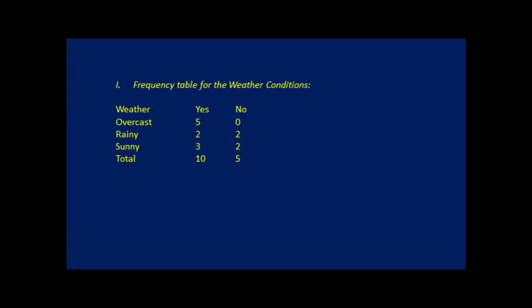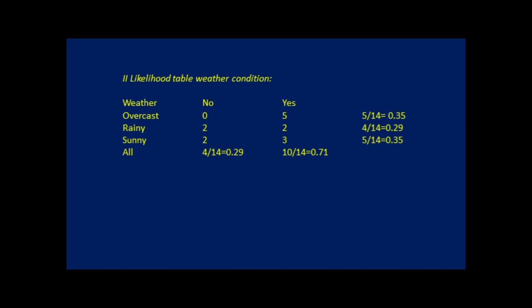Okay, so the total number of yes is 10, total number of no is 5. This is called a frequency table for the weather condition. Then next we go to step 2, the likelihood table. Likelihood table means from here.